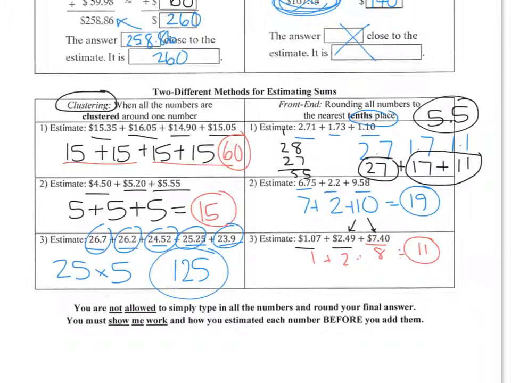Okay, so at the bottom it says be careful. You are not allowed to simply type in the numbers and round your answer. You need to show the work and how you estimated before you add them. So this is what I mean by showing work. I actually wrote everything that I'm adding instead of adding them up and then rounding. That's important because we're trying to learn how to estimate. That's a skill that's required without a calculator.